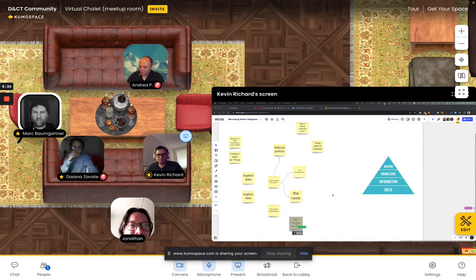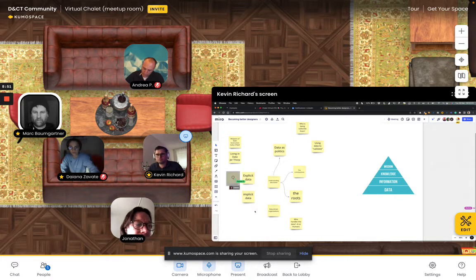Okay. Yeah, I also think there's another distinction, which is qualitative and quantitative data, which I think is an interesting distinction to keep in mind. And I think it's also regarding what Diana was talking about, I think this is also important.